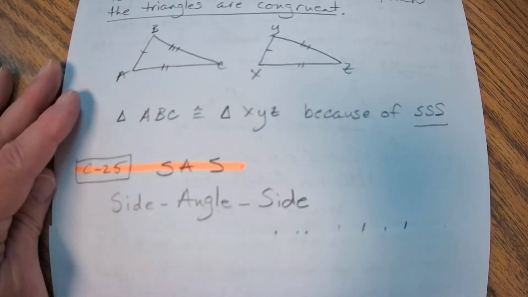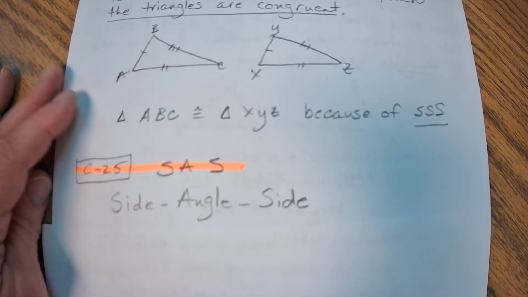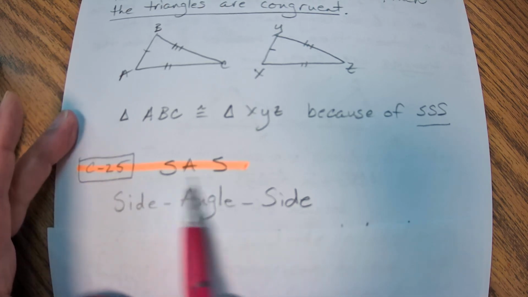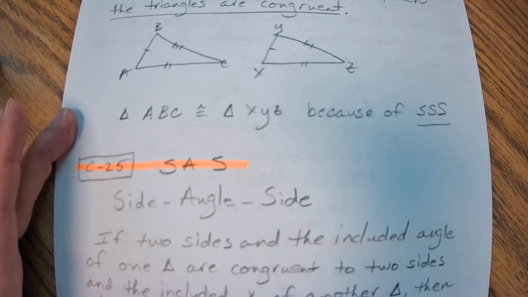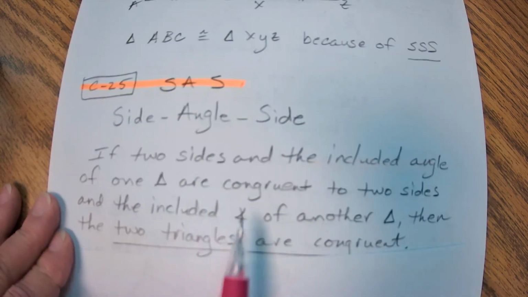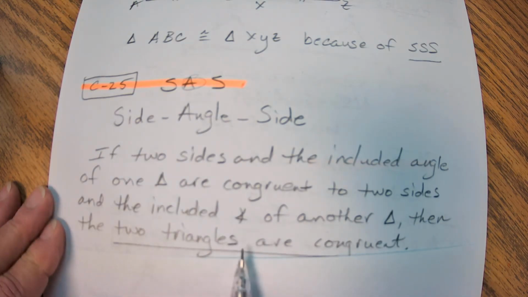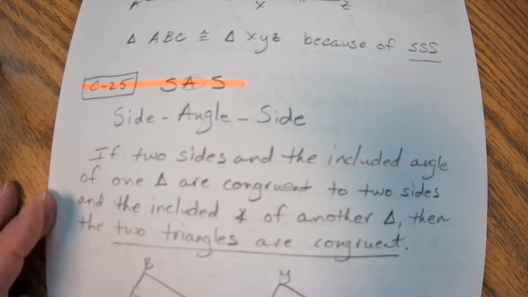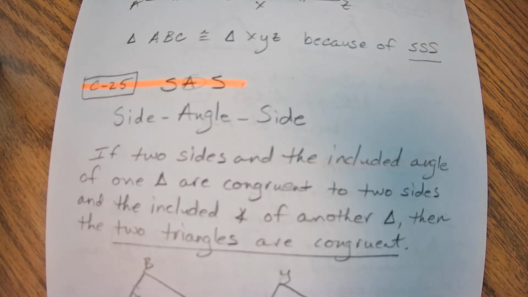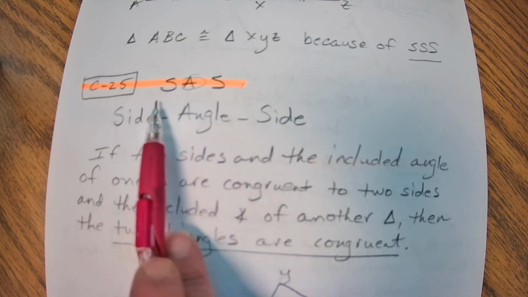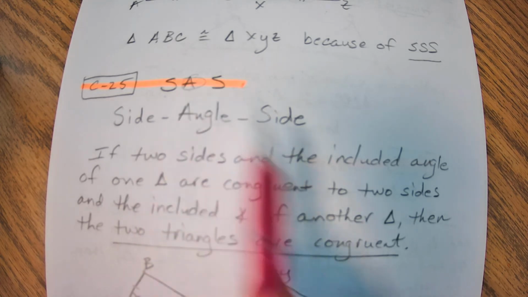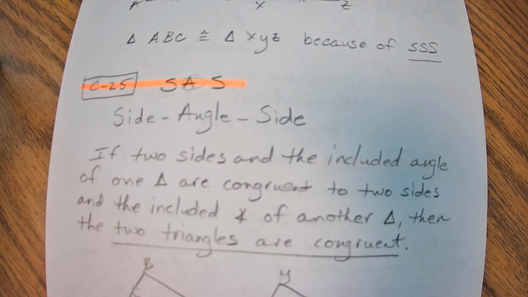And then C25 is the final one in section 4.4, and it is side angle side. This one says that if two sides and the included angle of one triangle are congruent to two sides and the included angle of another triangle, then the triangles are congruent. So notice we have these two sides and the angle in between them. Side, angle, side. If this is true, then ABC is congruent to XYZ because of side angle side.